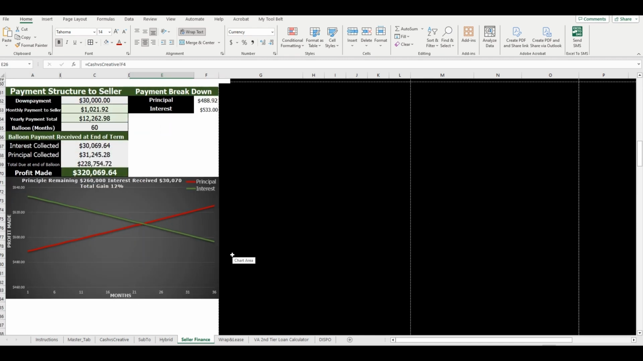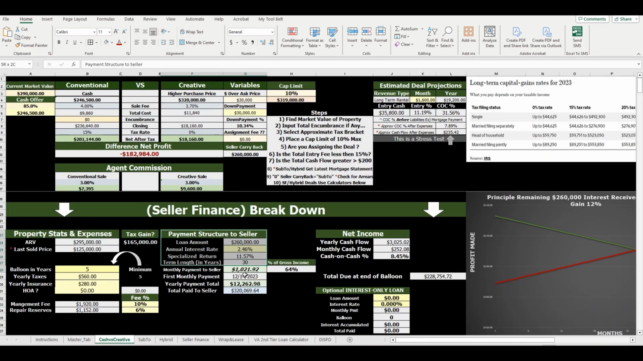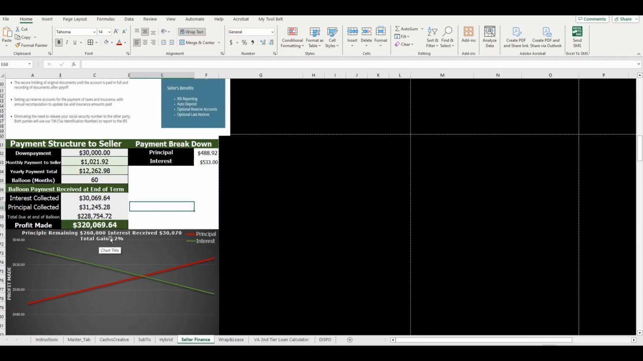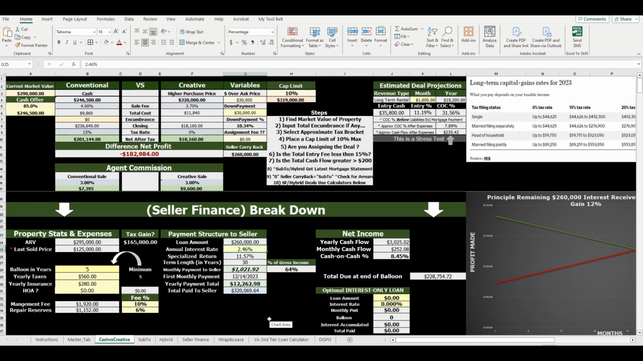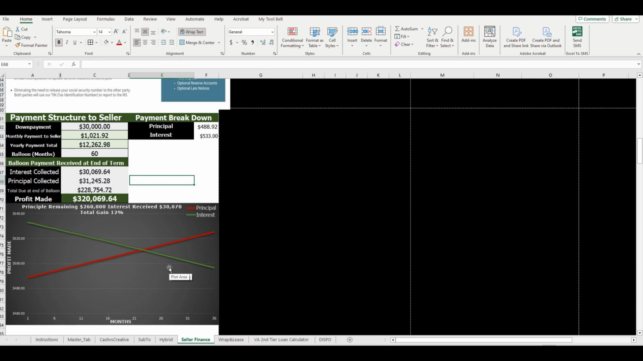And now we see the payment to the seller. Remember, the payment structure is not necessarily going to be reported, which includes the interest rate to the seller. If they were to ask you what that is, you could. But what we are going to do is report the total gain. Now, a total gain of 12% sounds a heck of a lot better than reporting a 2.46% annual interest rate. Which is the bigger number, 12 or 2.46? Reporting 12% total gain could sound a lot better on paper, and it's certainly going to incentivize the seller to consider a creative offer.